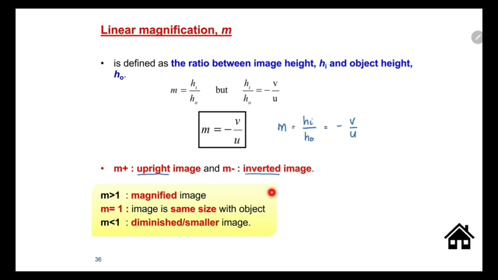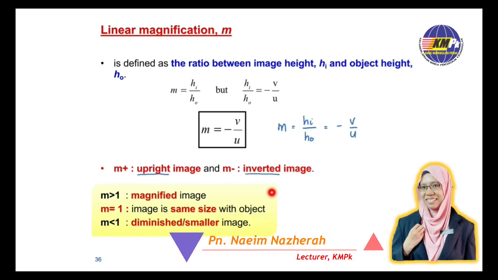The value of magnification also gives a rule. If magnification is greater than 1, it shows the image is magnified. If m is equal to 1, the size of the image is equal to the size of the object. And if you get m less than 1, the image is smaller than the object. That's all for Chapter 7, Geometrical Optics. Thank you for your attention.